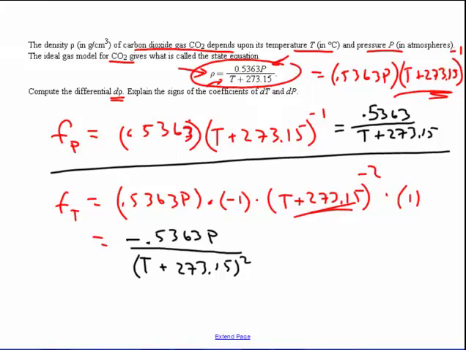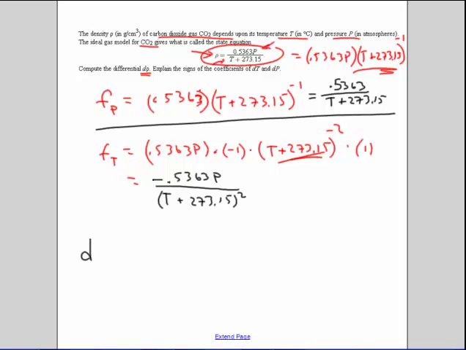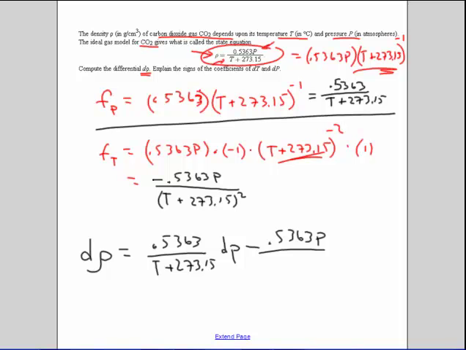So the differential dρ, and that's density rho, so dρ equals 0.5363 over (t plus 273.15) dp plus, well, really minus, so minus 0.5363 p over (t plus 273.15) squared dt. So there we have it.